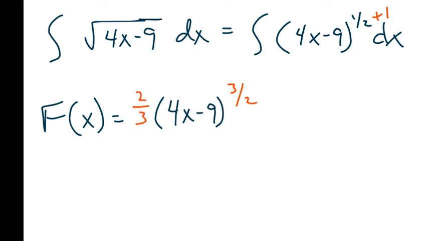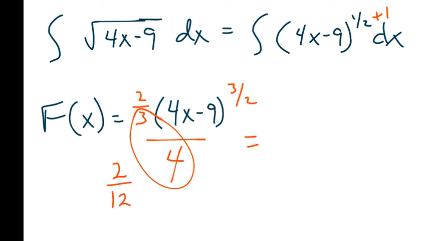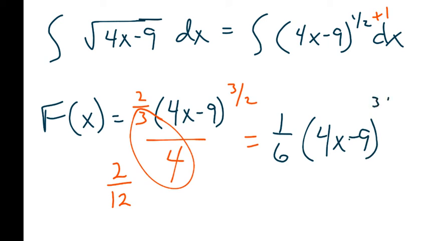Now, the one thing here that you have to realize is that there is a k value. That k value ends up being an extra coefficient that I have to divide by. So the order that I did this in is a little bit funny, but since I'm dividing by 3 and dividing by 4, that comes out to be 12, 2/12, which can reduce to be 1/6, times 4x minus 9, to the 3/2 power.